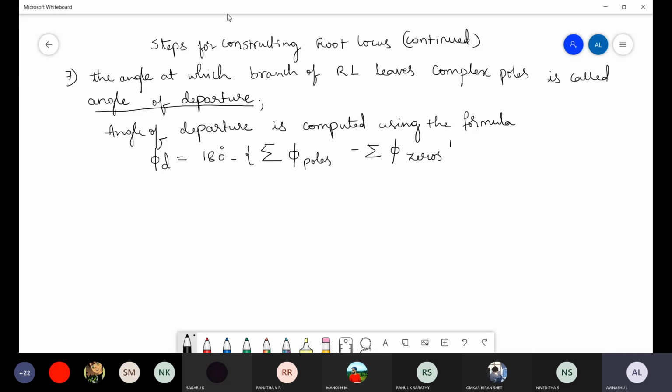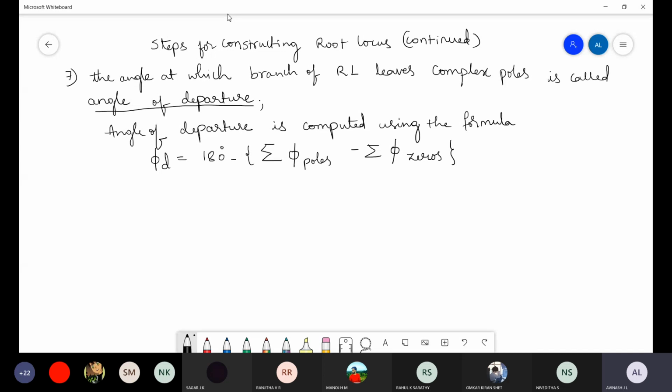If there are 4 poles and 2 zeros, you need to consider the summation of the angles of the 4 poles in degrees, minus the summation of the angles of all zeros. For example, if one zero has an angle of 90 degrees and another 30 degrees, then 90 plus 30 equals 120 degrees. Whatever degree we finally get is called phi d, that is, the angle of departure.